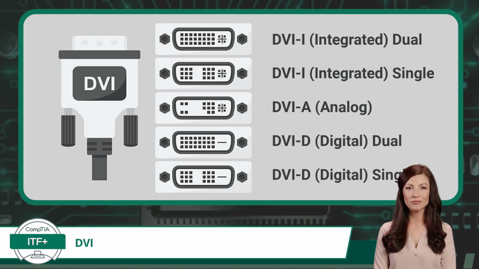So remember, DVI-A transmits analog signals. DVI-D transmits digital signals. And DVI-I transmits both analog and digital signals.